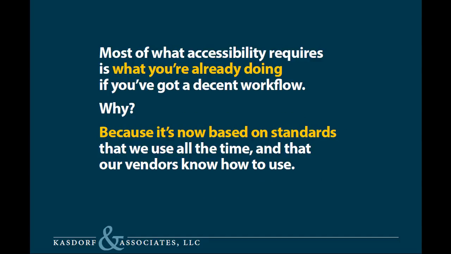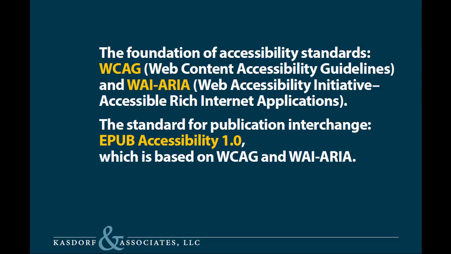The reason is that most of what accessibility requires today is what you're already doing if you've got a good workflow. That's because it's based on standards that we use all the time and that our vendors know how to use. This has not always been the case. This is a fairly recent development, that we've got this kind of standards alignment across the ecosystem, so that the things that we already do are the things that we're supposed to be doing for accessibility, and most people don't realize that.